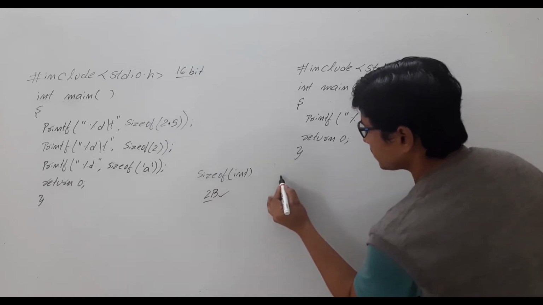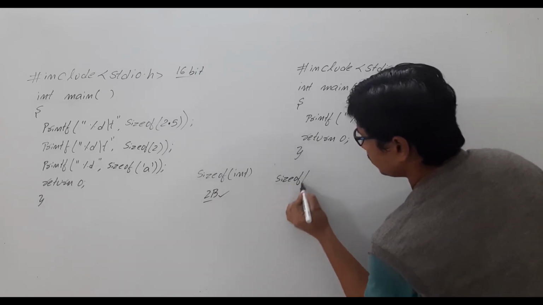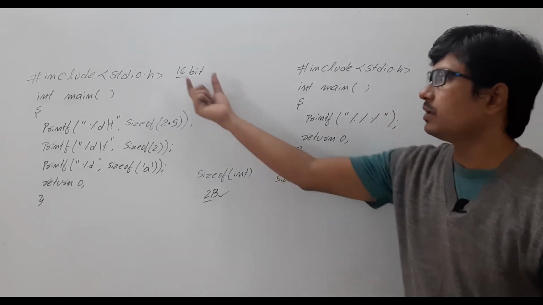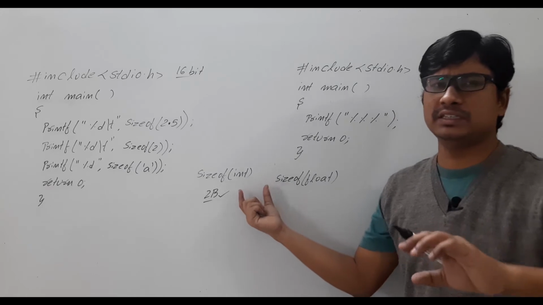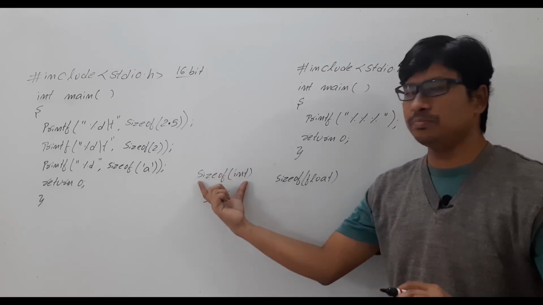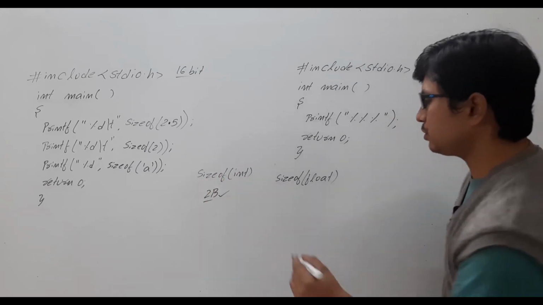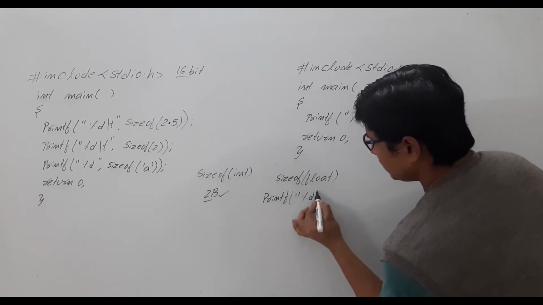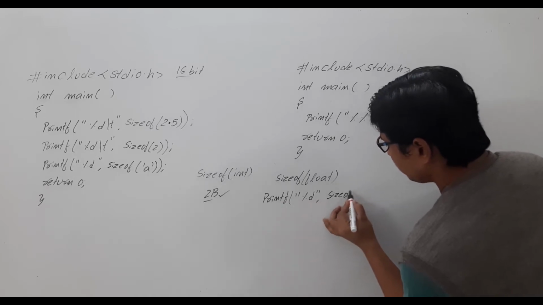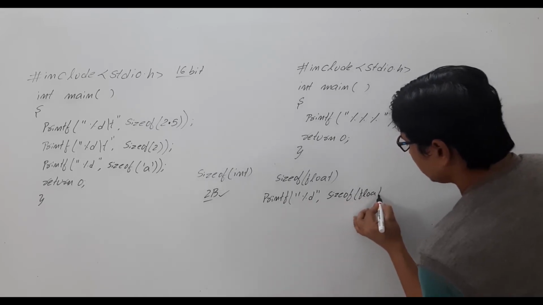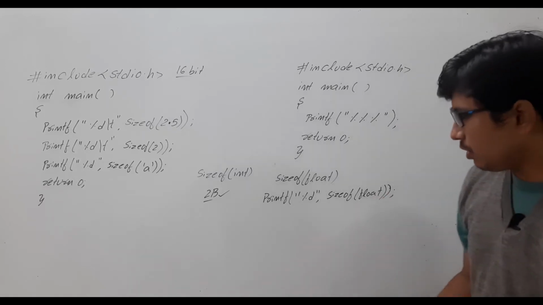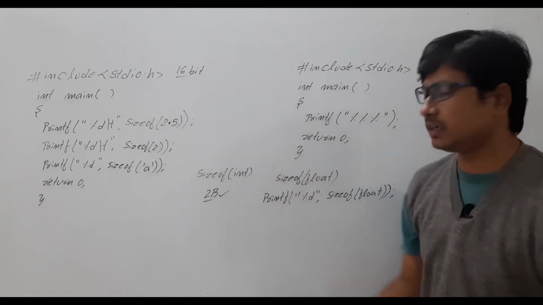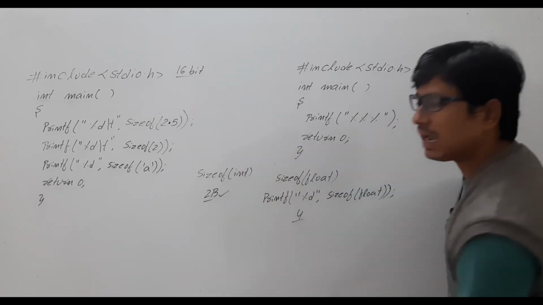If you write sizeof float and execute this program on a 16-bit compiler, see, I am writing printf percentage d. Don't think that if you simply write this statement, the output will be given. You should write printf percentage d, then sizeof float. Then it will give you the output. Now if you write sizeof float, what will a float occupy? In a 16-bit compiler, 4 bytes, so it will give you the value 4.